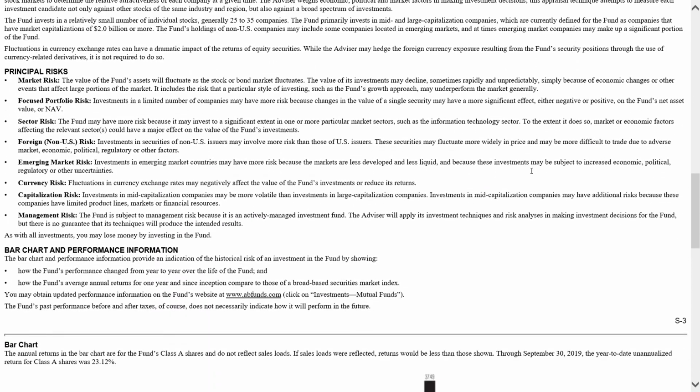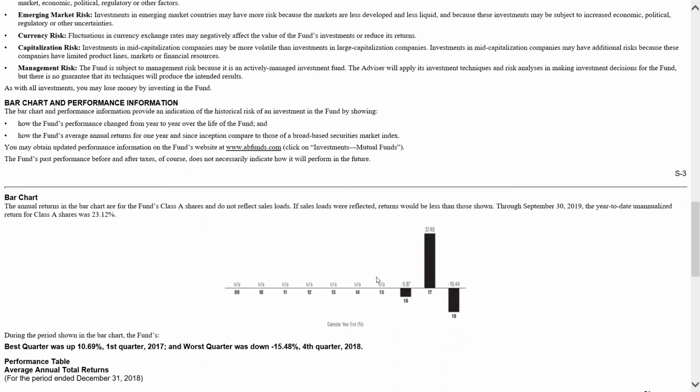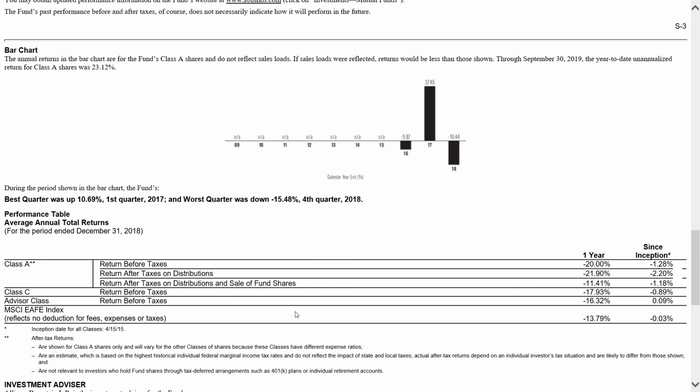And what follows that. I usually don't look at this chart. I look at the actual reported return. For example, this fund, when you look at it, you can see that you have a 1 year. I'm just looking at the Class A as an example. Minus 20% 1 year return. Minus 1.28% since the fund was founded.